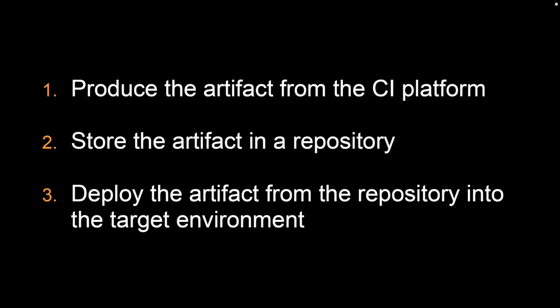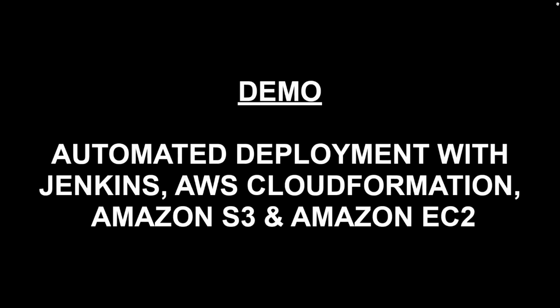So we're going to base our model here on AWS services that can fulfill those three scenarios: the Jenkins environment built using CloudFormation in the last webinar, the storage of those artifacts in S3 using Jenkins, the Jenkins S3 plugin, and then deployment from the repository directly into a target environment using CloudFormation. So let's take a look at that demo now.